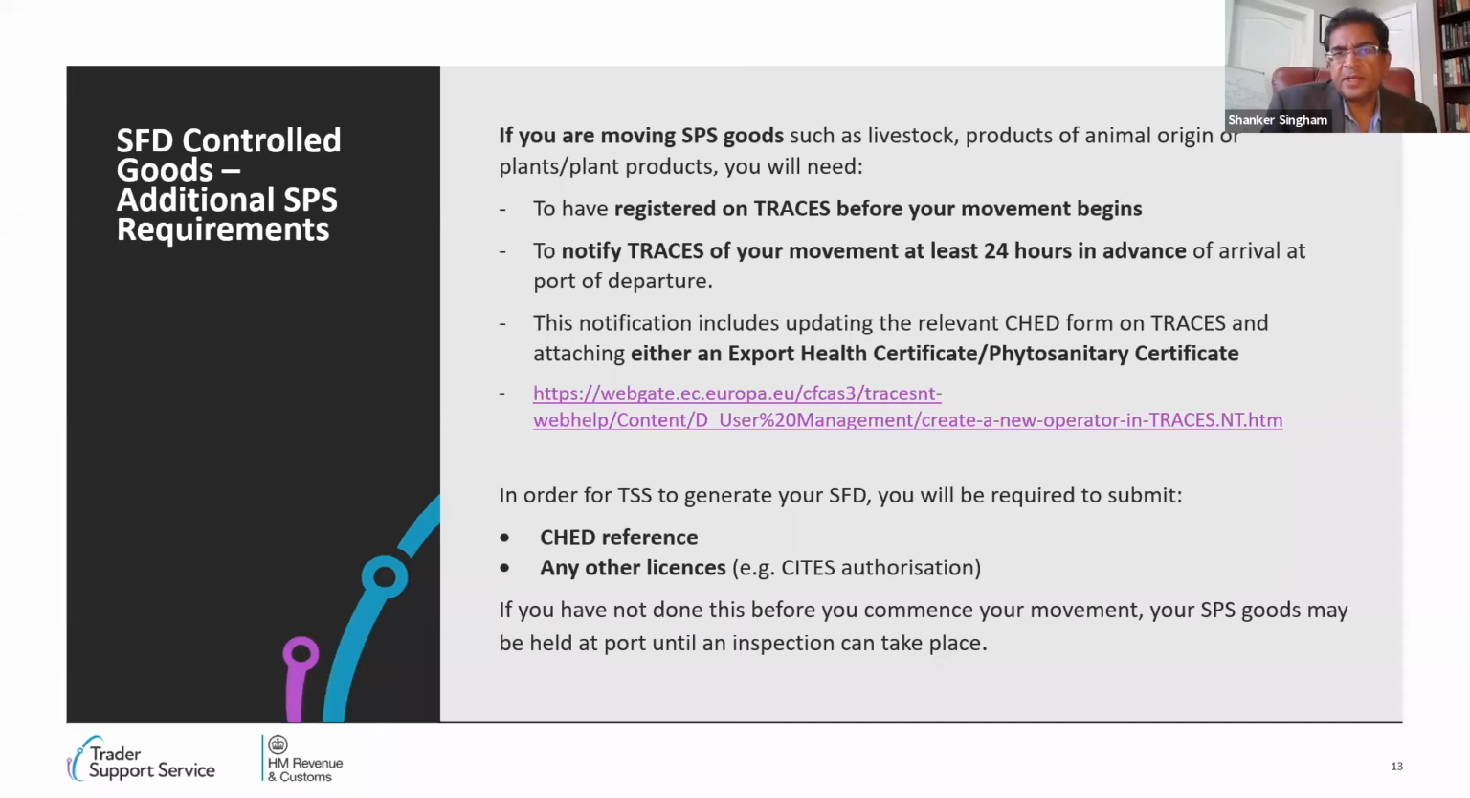So basically, in summary, for moving the SPS goods such as livestock, products of animal origin, or plants, you have to register on TRACES before your movement begins. We are still seeing people not registering on TRACES and not submitting CHED information occasionally. Over time, this will become more difficult to actually clear your goods through the frontier if you don't do the TRACES and the CHED information on your SPS, on your SFD properly.